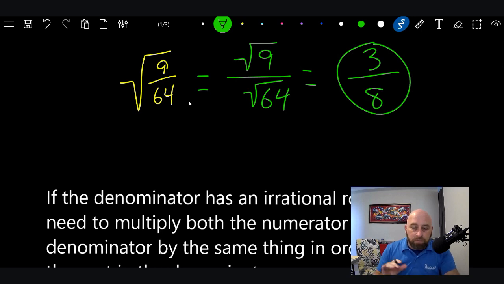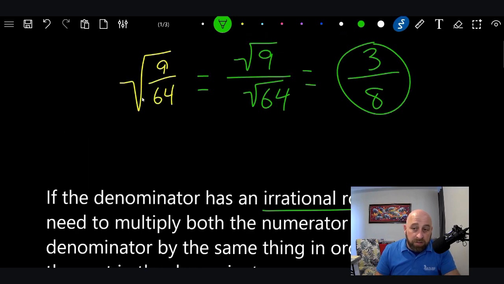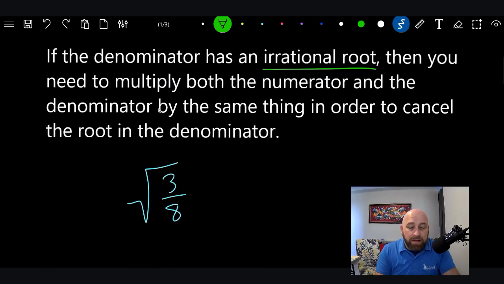Now, that's great, and it's easy, and it's no problem. But what happens when the denominator, especially the denominator, but we can have some problems in the numerator as well, doesn't come out evenly? Look what I have written down here. If the denominator has an irrational root, now the one we just looked at was not irrational, that is even and comes out to 8. But what happens if it's irrational?